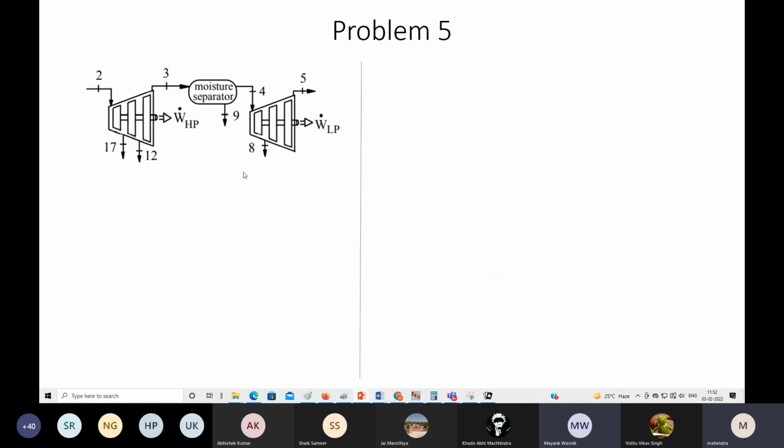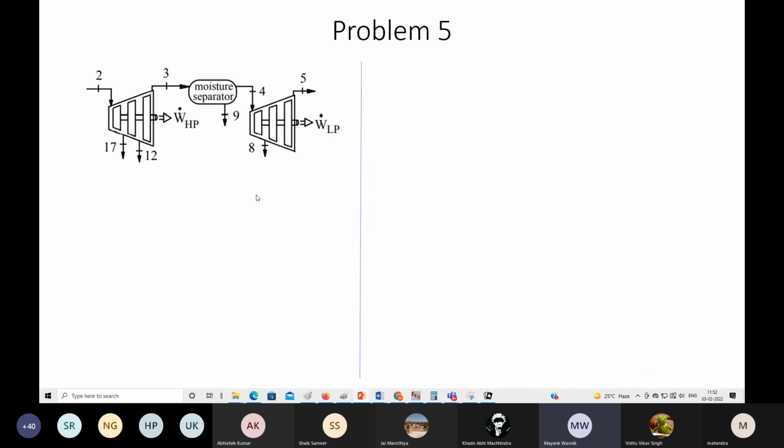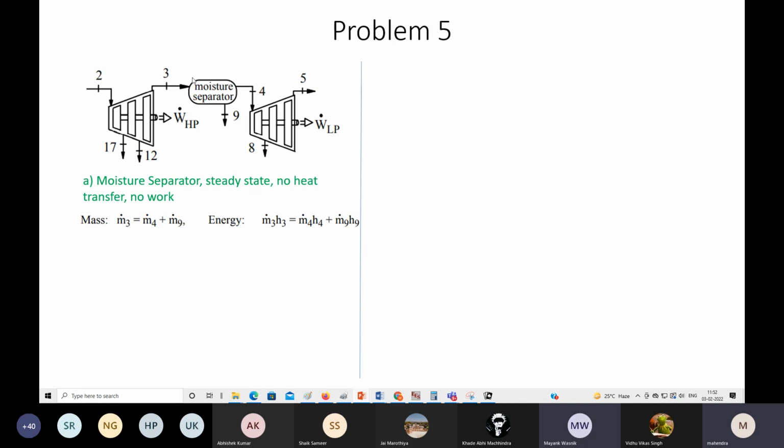This is the thing we are doing. This part we have taken, this part we have taken over here. Then let us start from A. A is about this part again. How can we write our equation? This is one inlet, and here you have two outlets. One inlet, two outlets. This is just a moisture separator.